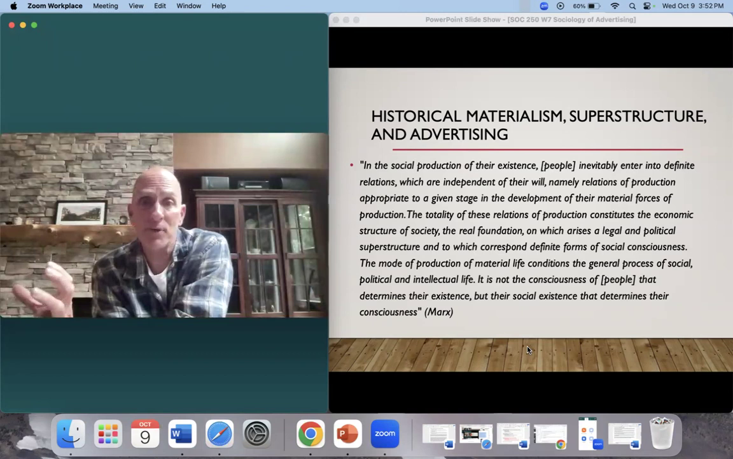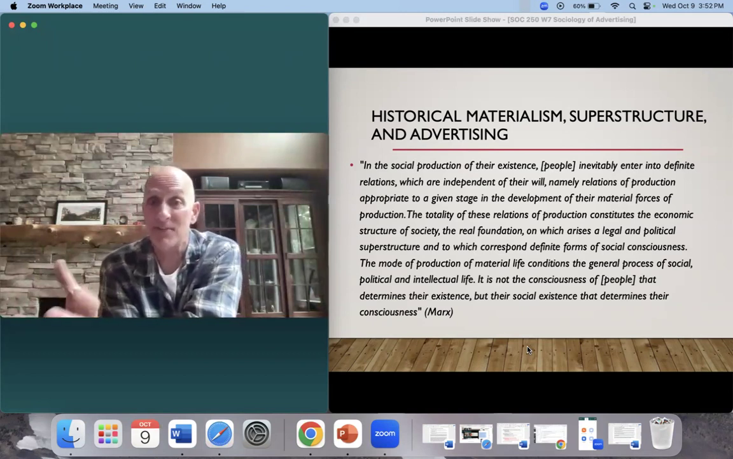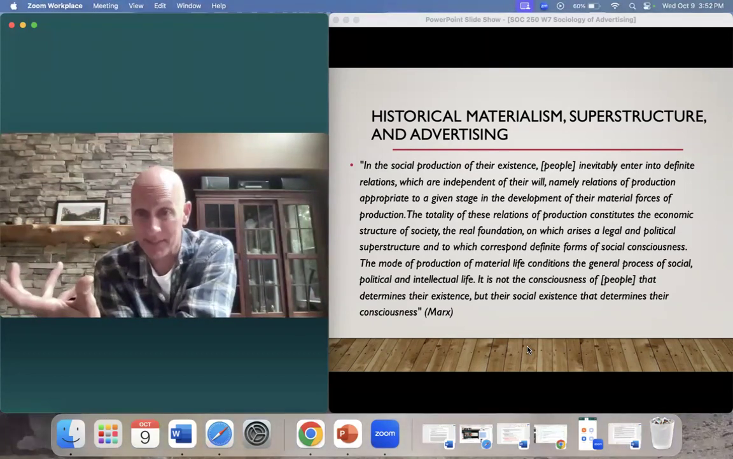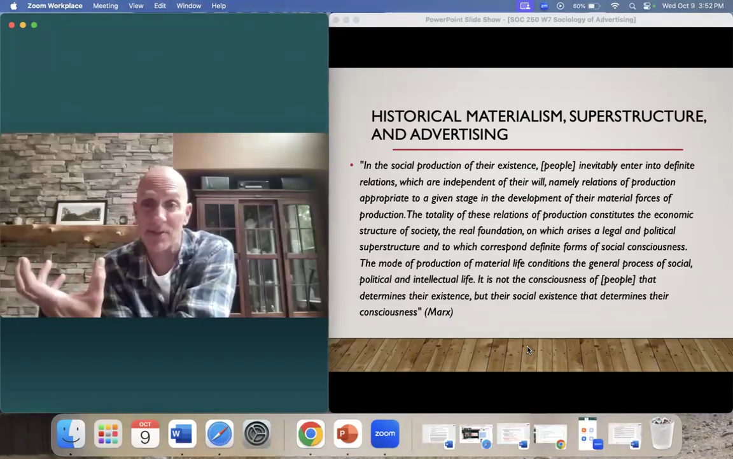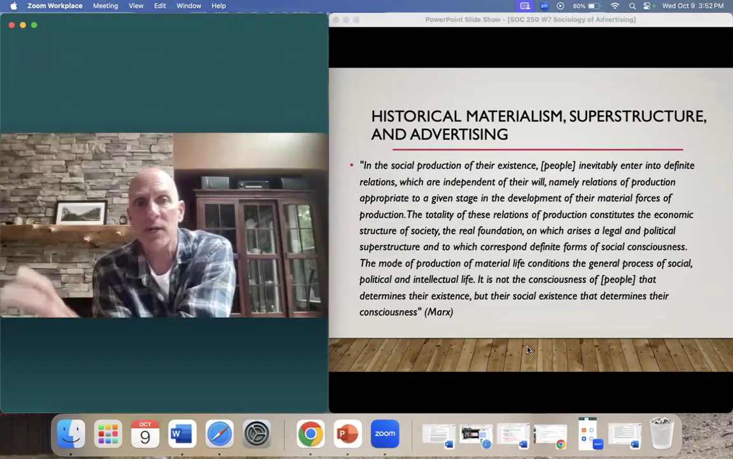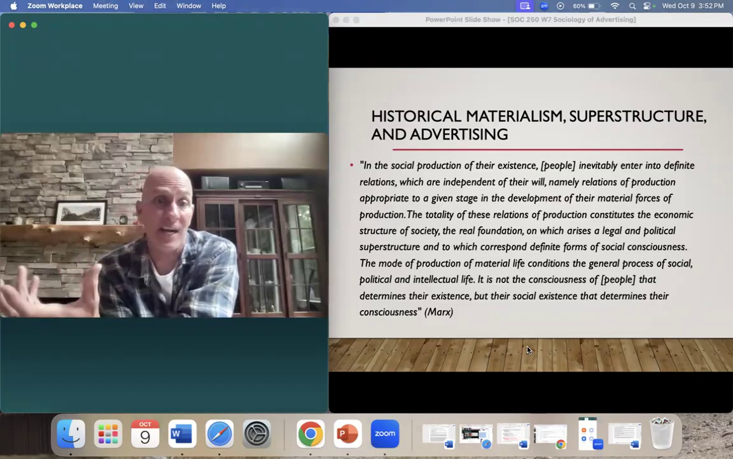And that relation of production is influenced by the stage of development of that economic system. So we have a different economic system today. It's still capitalism, but it's organized in a different way than it was 150 years ago. The totality of these relations of production constitute its economic structure.